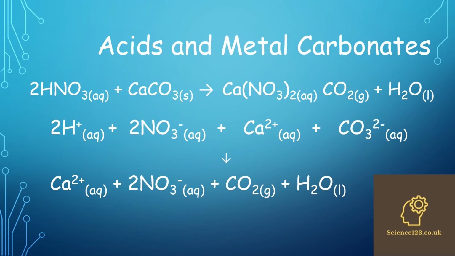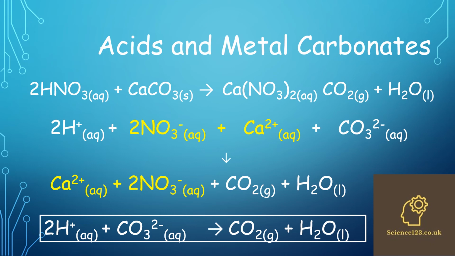Dissociating, the HNO3 releases a H+, but we have 2 of them. This means we also form 2 nitrate ions. The calcium carbonate splits into 1 calcium 2 plus ion and 1 carbonate ion. In the products, we have 1 calcium ion, the 2 nitrate ions, carbon dioxide gas, and H2O liquid, which remain unchanged because they are covalently bonded.